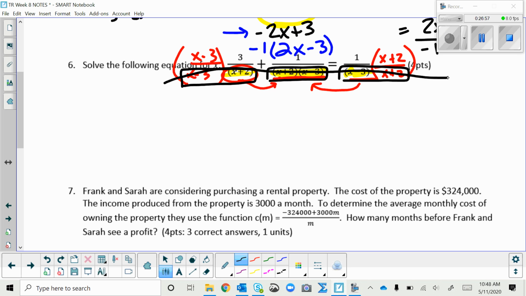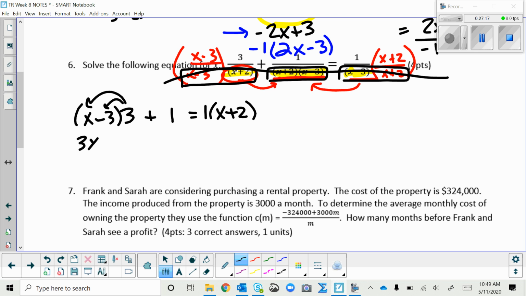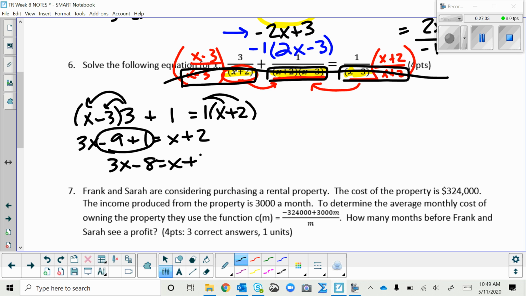So once the denominators are gone, here's what I have left across the top. X minus 3 times 3 plus 1 equals 1 times x plus 2. And now we just solve. This is a regular equation. Distribute the 3. 3x minus 9 plus 1. Distributing the 1 doesn't really change anything over here. Combining these two numbers gives you 3x minus 8 equals x plus 2.